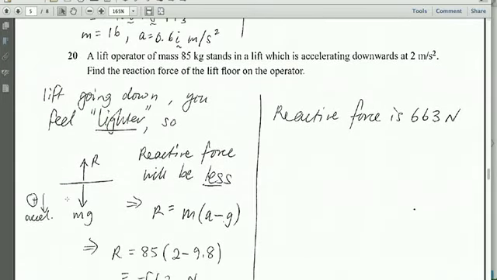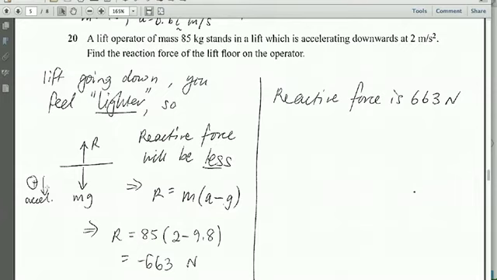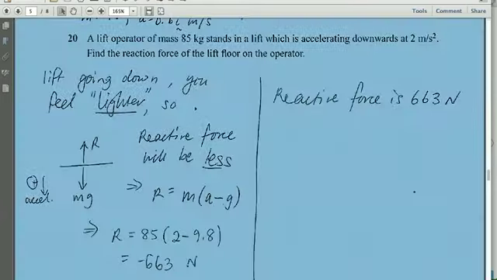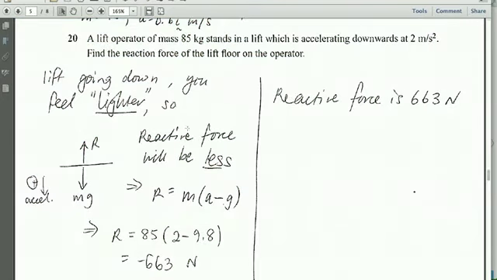This one's a classic one. They always put these on exams, I find. So you've got a lift operator of 85 kilos standing in the lift. The lift is accelerating downwards. Okay, it's a downward lift, so you appear to be lighter. So this is this formula, and you just put everything in.